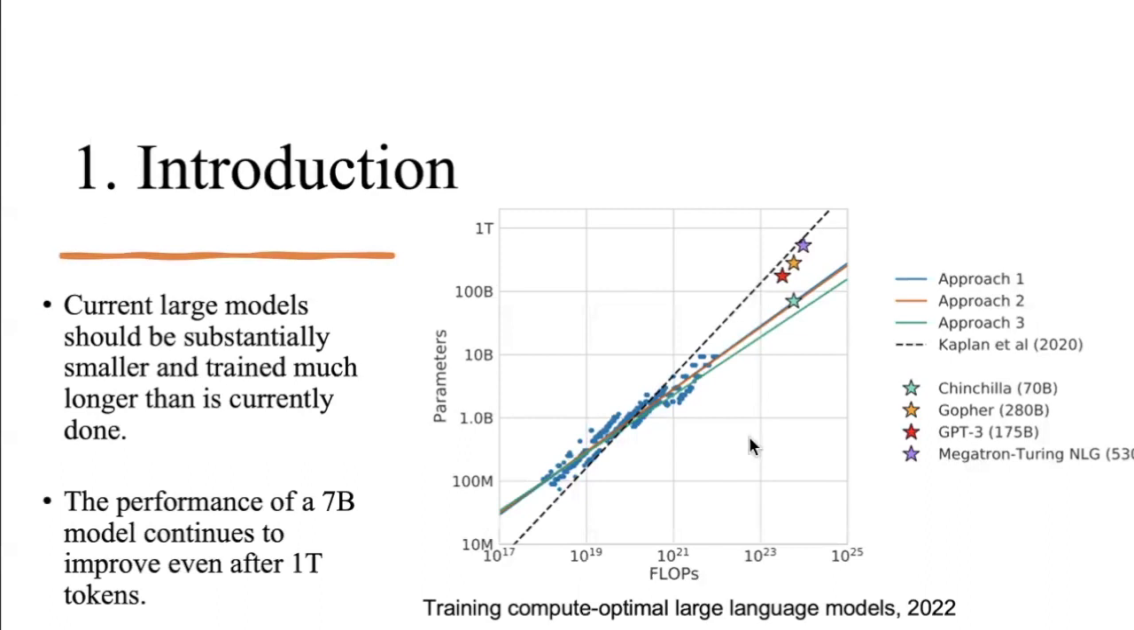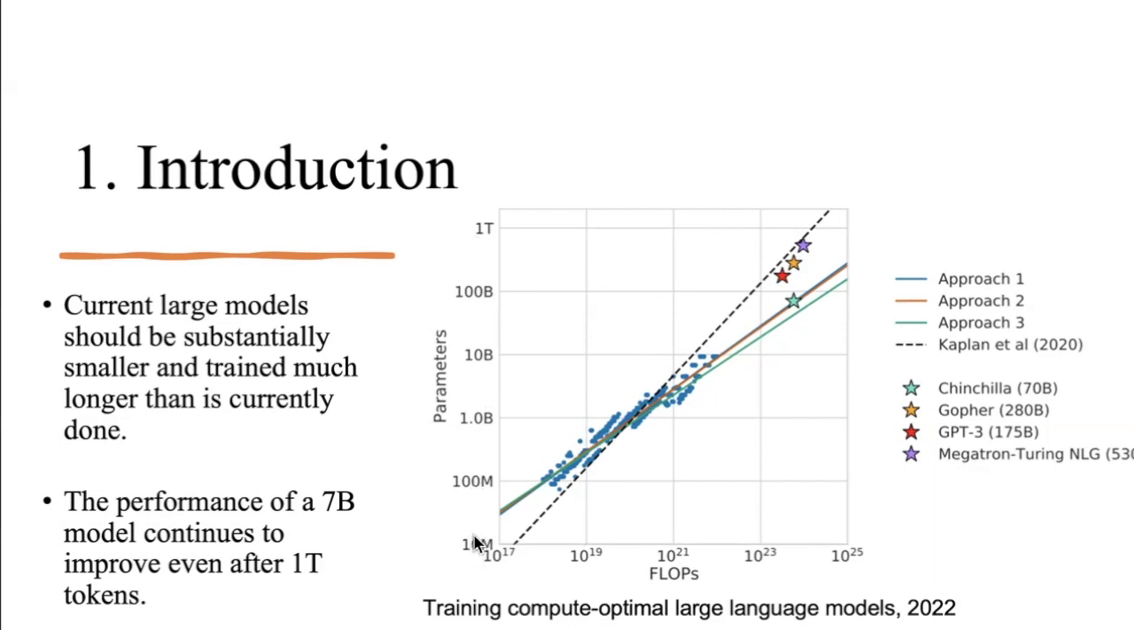This is a very good paper, also a very good reading paper: Training Compute-Optimal Large Language Models. Basically, it says what this picture shows. The x-axis is the FLOPs, which you can think of as the computing power you have, and the y-axis is the model size.